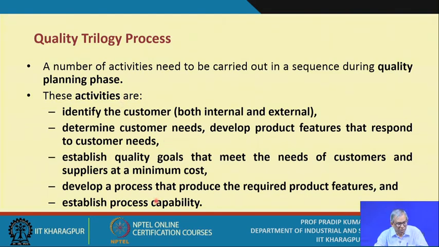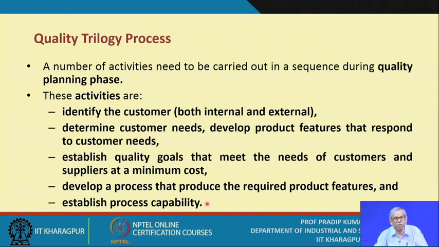Okay, so a number of activities need to be carried out in sequence during the quality planning phase. These are the important activities: identifying the customer needs, establishing quality goals, developing a process, then establishing process capabilities. This point we will discuss later on, the process capability. Process capability is the ability of a process to produce as per the specifications. This is an important aspect in quality systems, and we should constantly monitor it.